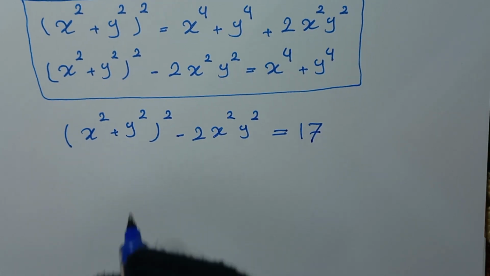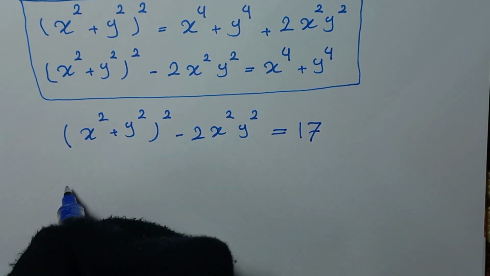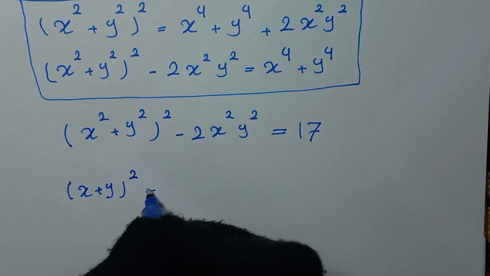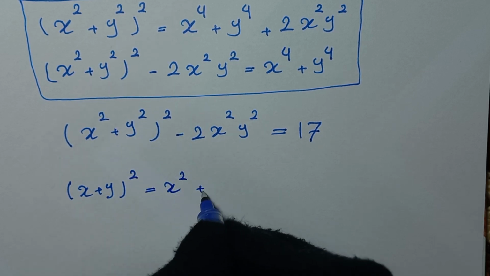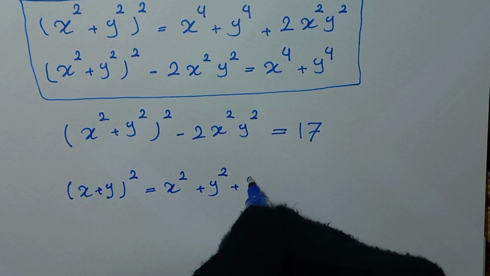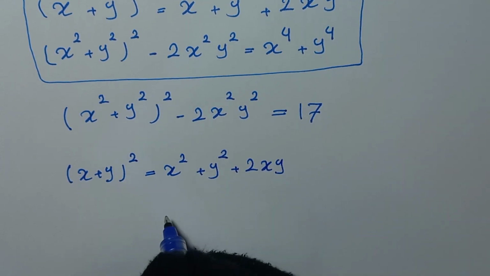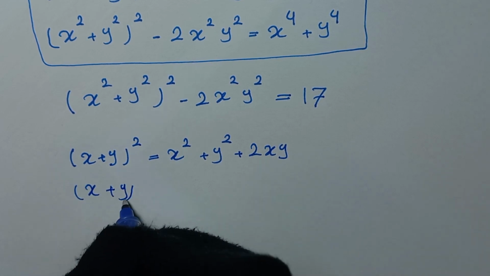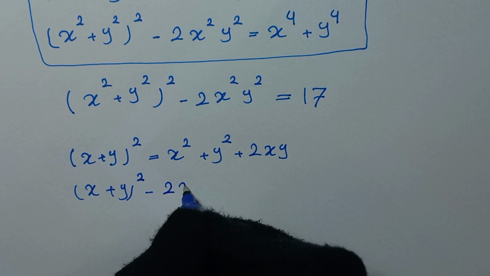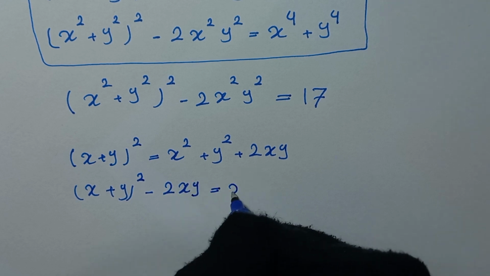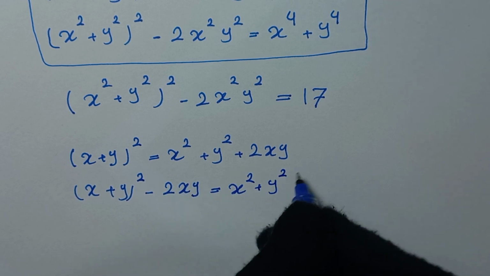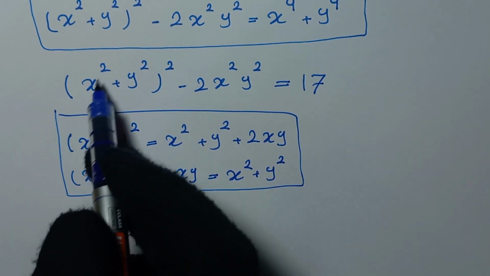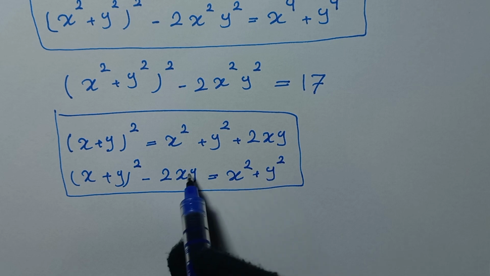So, in here we have x squared plus y squared, and as you know, if we have (x plus y) to the power of 2, this is equal to x squared plus y squared plus 2xy, right? So, in here we take this 2xy to this side, and it will be (x plus y) to the power of 2 minus 2xy is equal to x squared plus y squared. So, in here we have x squared plus y squared, and from this equation, it is equal to this.